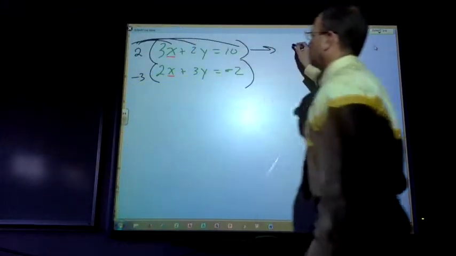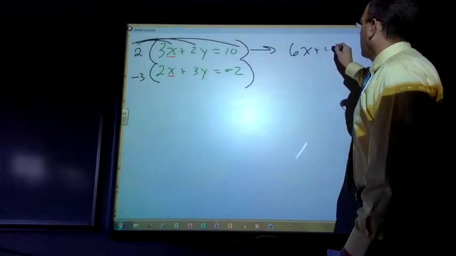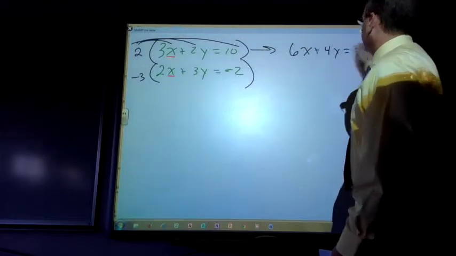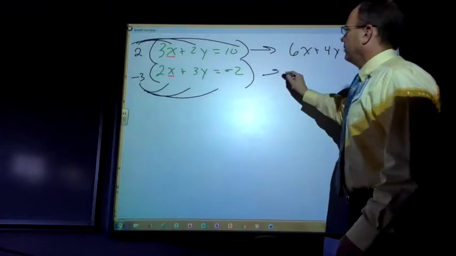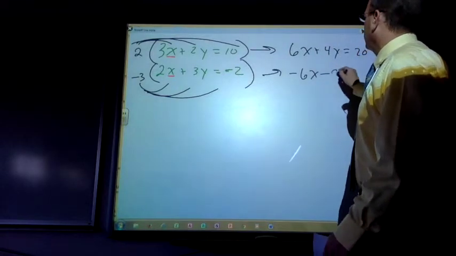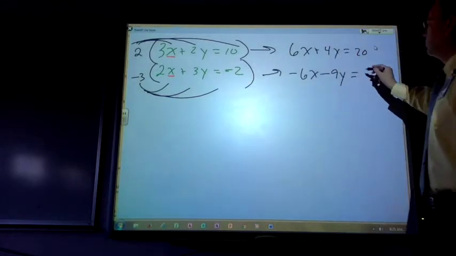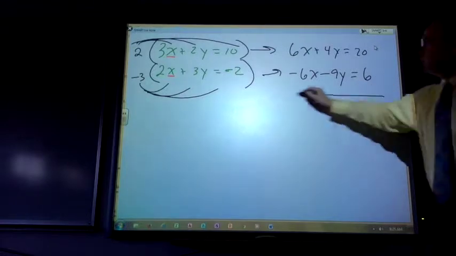So let's bring this over this way. So I get 6x plus 4y is equal to 20. Bring the -3 here, here, and here. So that's going to give me -6x minus 9y equals +6. Is that okay? All right.